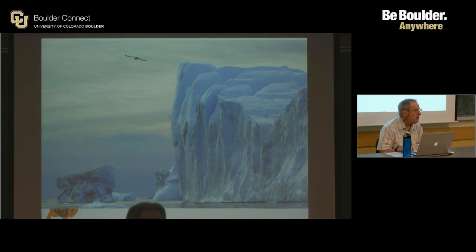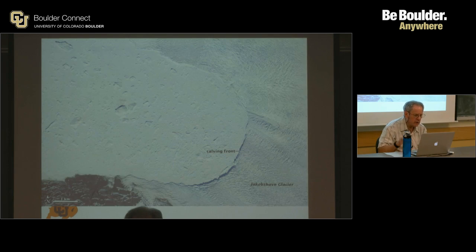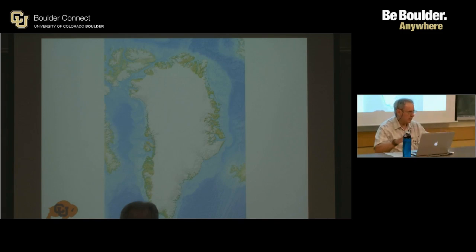People actually live up there. So this is one of the settlements on the tip of Greenland. And this is showing you the calving front in the glacier. One of the interesting things is while the boundaries are melting and losing, the central part of the ice sheet is actually accreting. It's gaining. It's getting thicker. I don't believe it's offsetting what's being lost, but it is getting thicker in the middle.